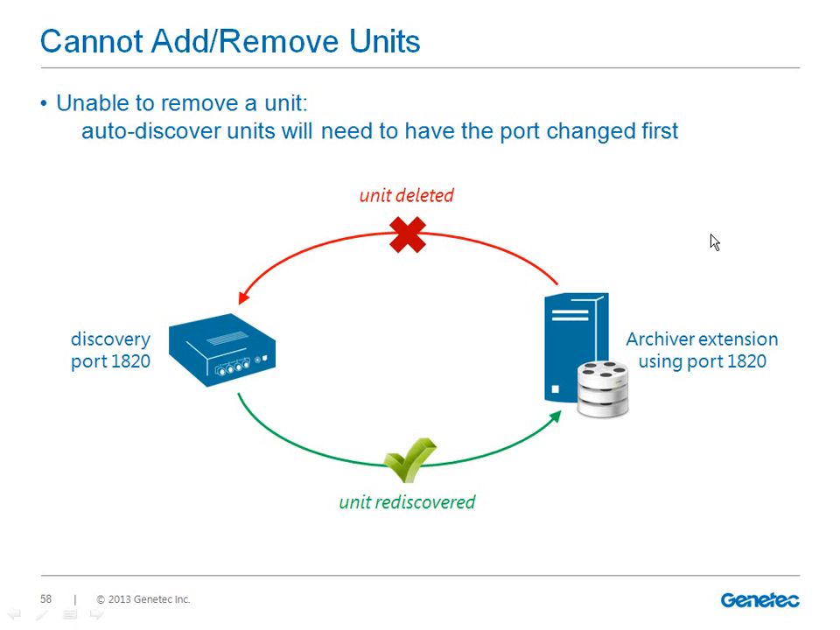Now, in case you're having problems removing the units, there's a few things that we can try. If it's an auto-discover unit, it's going to continually be rediscovered by the system if the unit is on, unless the unit's on a different port than the extension. So we can usually go to the web page or telnet to the unit to set it up. Once we change the port, we should be able to remove the unit and it's going to stay removed.